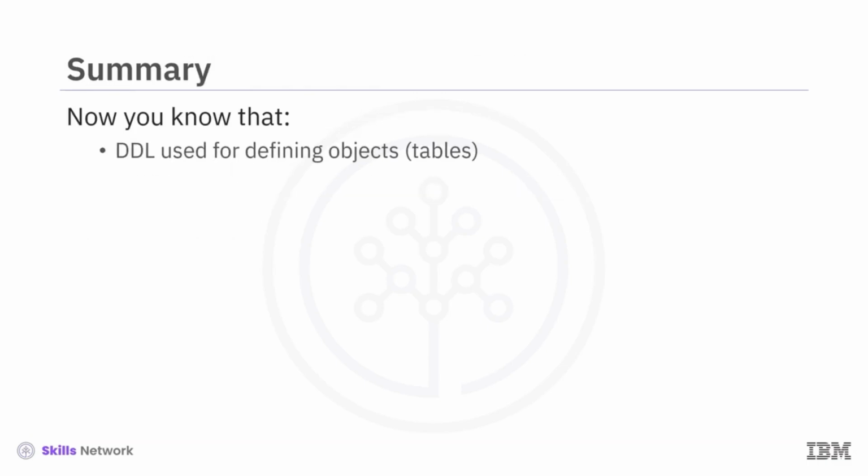Now you know that DDL, or data definition language statements, are used for defining or changing objects in a database, such as tables. And DML, or data manipulation language statements, are used for manipulating or working with data in tables.